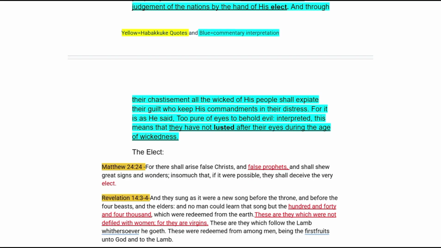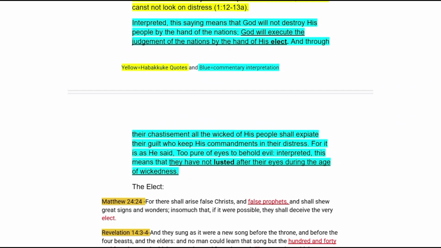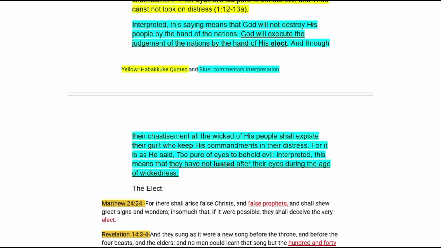I mean, look, it's right there. It says, right here, the 144,000 are those which have not defiled themselves with women, and then up here it says that the elect here are those who have not lusted with their eyes during the time of wickedness. I think that it's very clear that this is talking about the exact same people here.